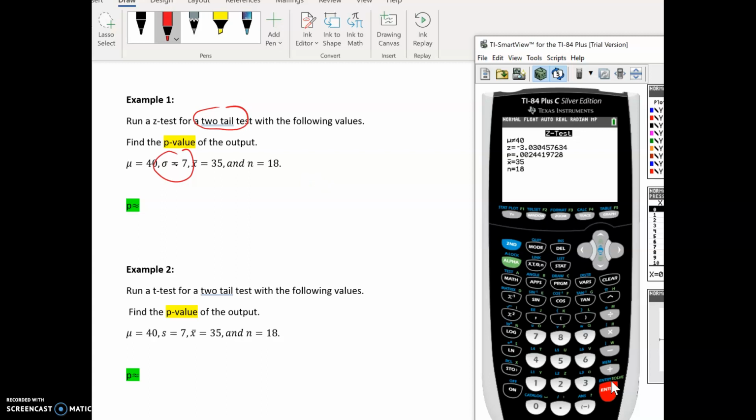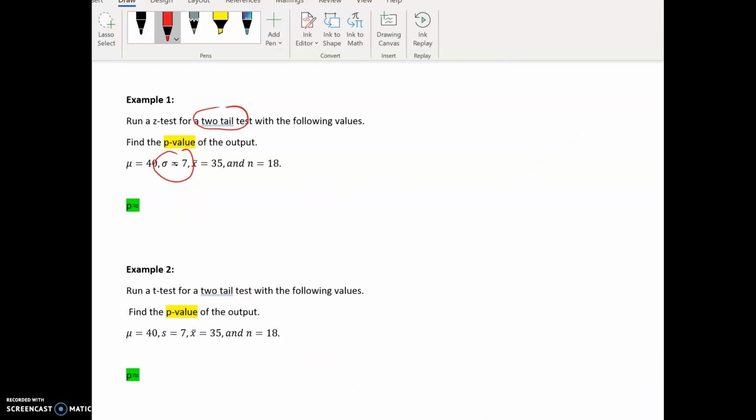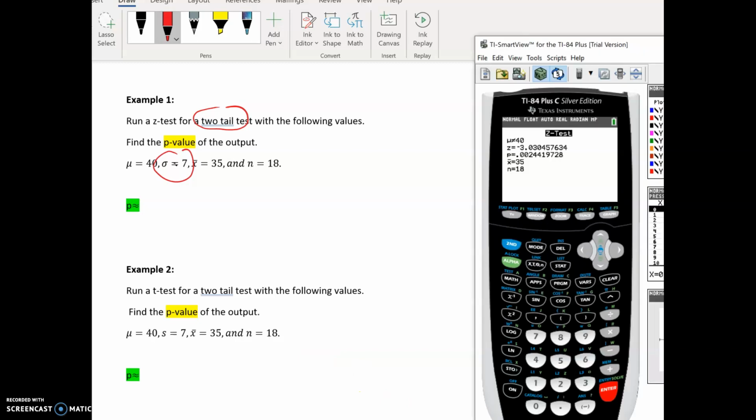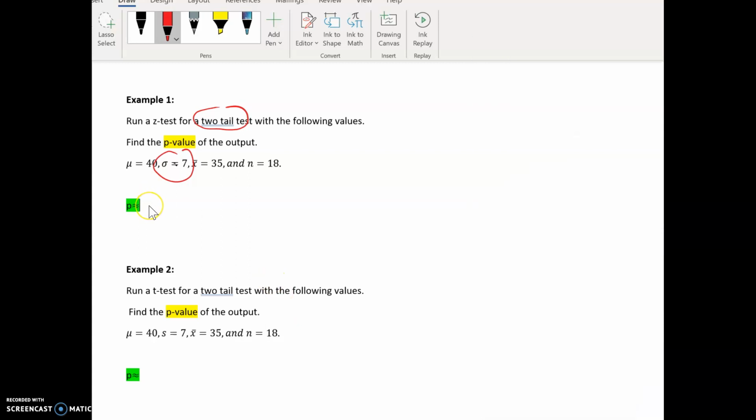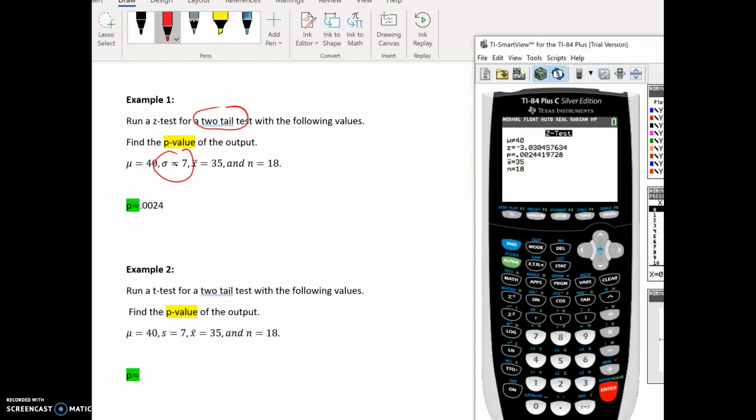And now your p-value is the third actual output of the calculator. So in this case, we would say that our p-value is approximately 0.0024. So the p-value is 0.0024, rounding to a total of 4 decimal places. So this is one of your first pictures that you're going to be submitting. All I need is the actual picture of the calculator.